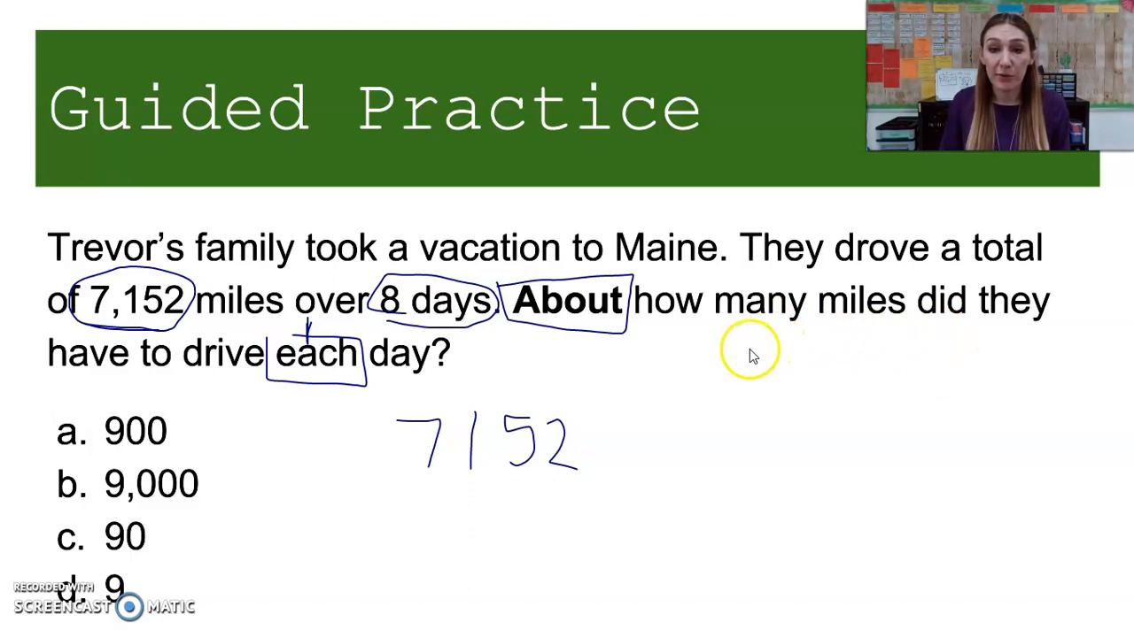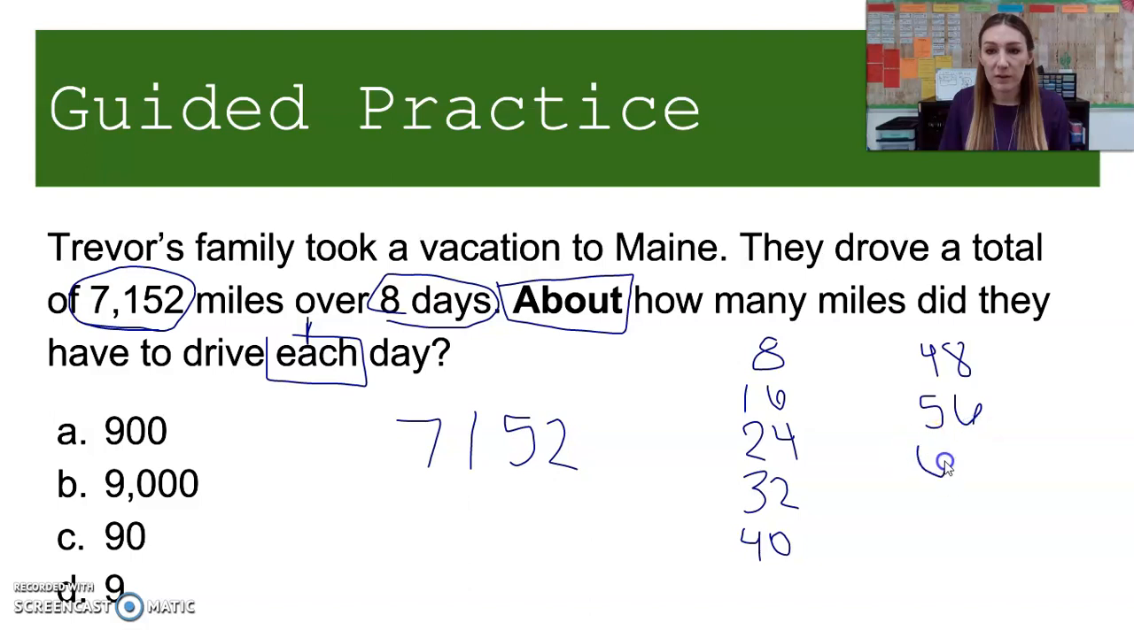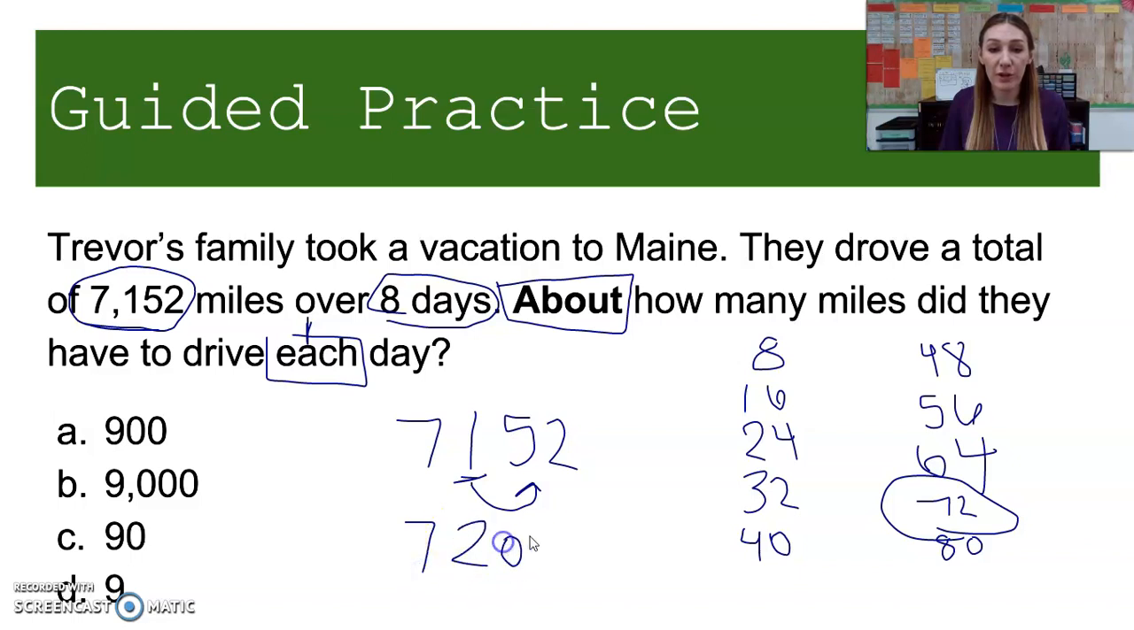So let's go ahead and list our multiples of 8 and see if we can find a compatible number that we could round this to. So 8, 16, 24, 32, 40, 48, 56, 64, 72, 80. Oh, but wait. Look at this 72. If I rounded to the hundreds place, that 7,152 would round to 7,200. And my compatible number, 72, I can easily do that in my head. So I know that 72 is the 1, 2, 3, 4, 5, 6, 7, 8, 9th multiple. So 8 divides into 72 9 times. Bring over the 2 zeros. So 900 miles each day is about what Trevor's family drove.